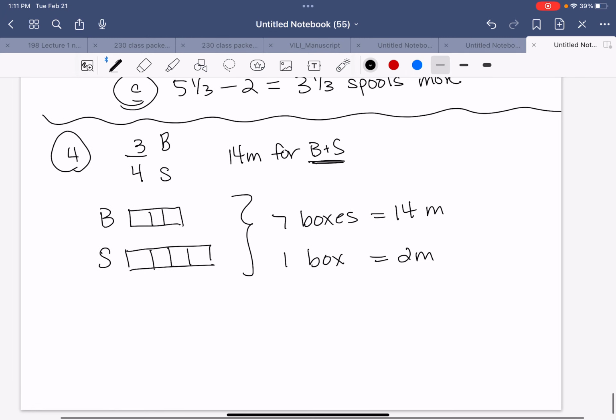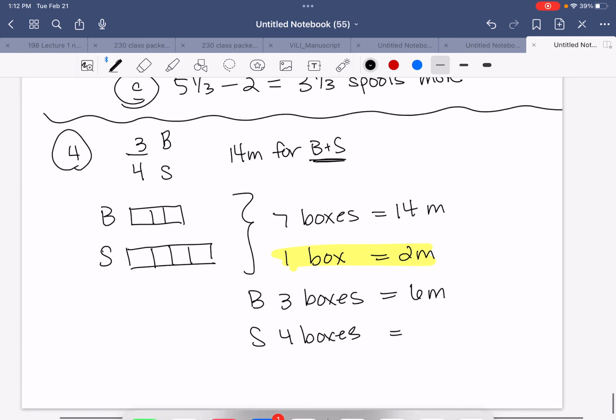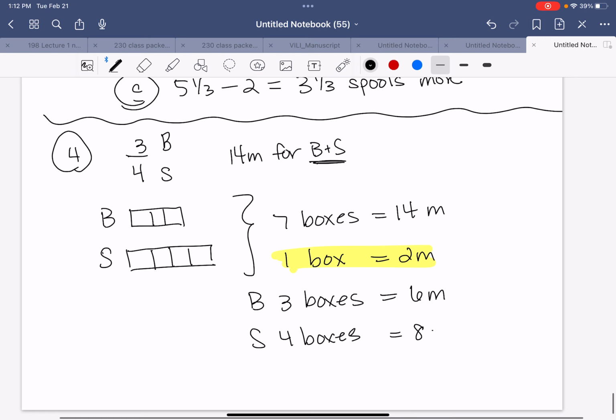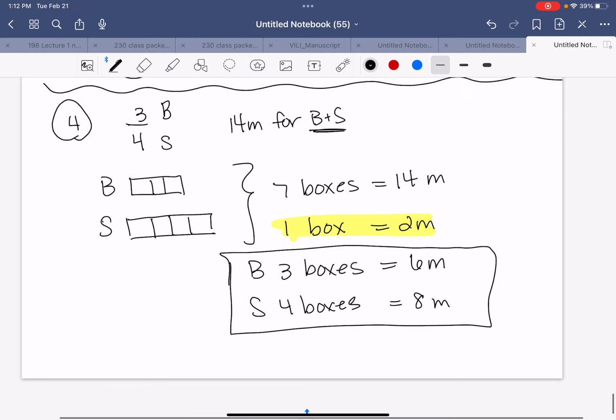And then we're asked about both pieces. So for bows, we have 3 boxes. So again, we're using this ratio, and we're going to triple it. So if I get 3 boxes, that gives me 6 meters. For strips, I want 4 boxes. And so if we quadruple both sides or multiply by 4, that gives me 8 meters. And you can check that when you add them up, you get 14. And again, you're going to use a sentence to give me the answer. Okay, so there is 1 and 4.